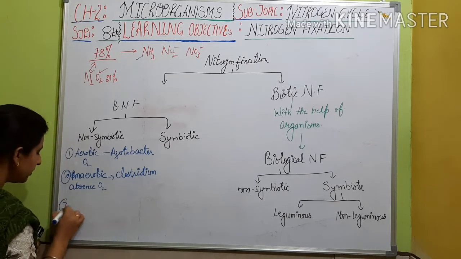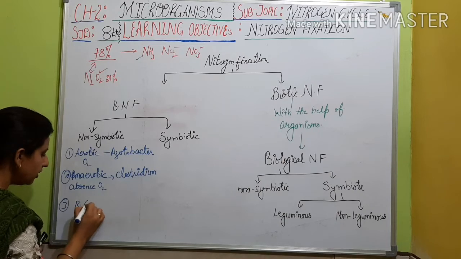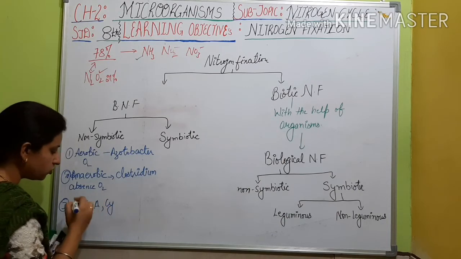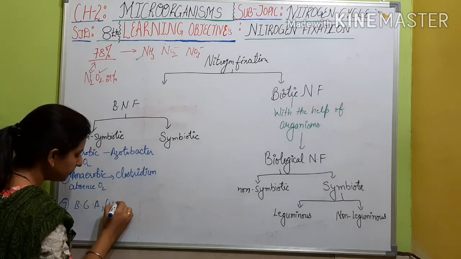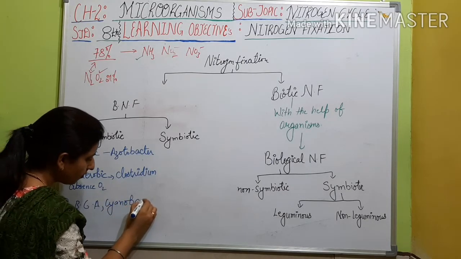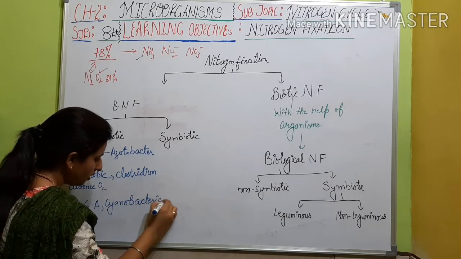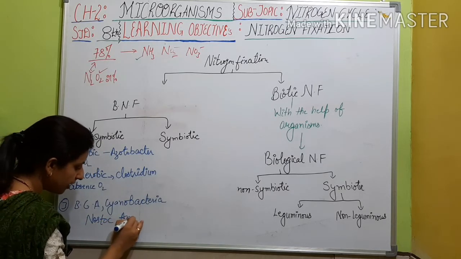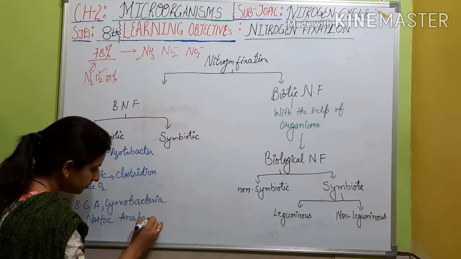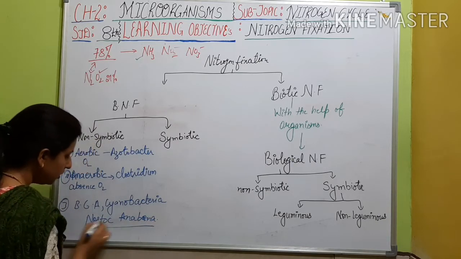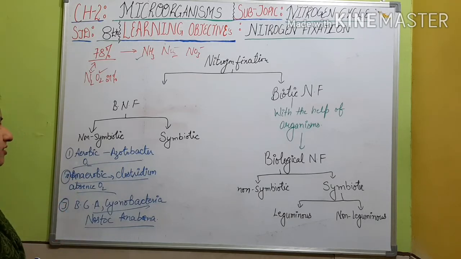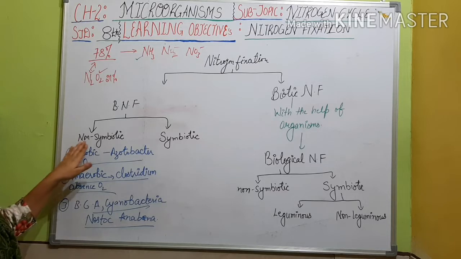And third one is the blue-green algae, also called cyanobacteria. You will also get the names Nostoc and Anabaena in it. So these are the organisms which will help in fixing the atmospheric nitrogen, and they are non-symbiotic.